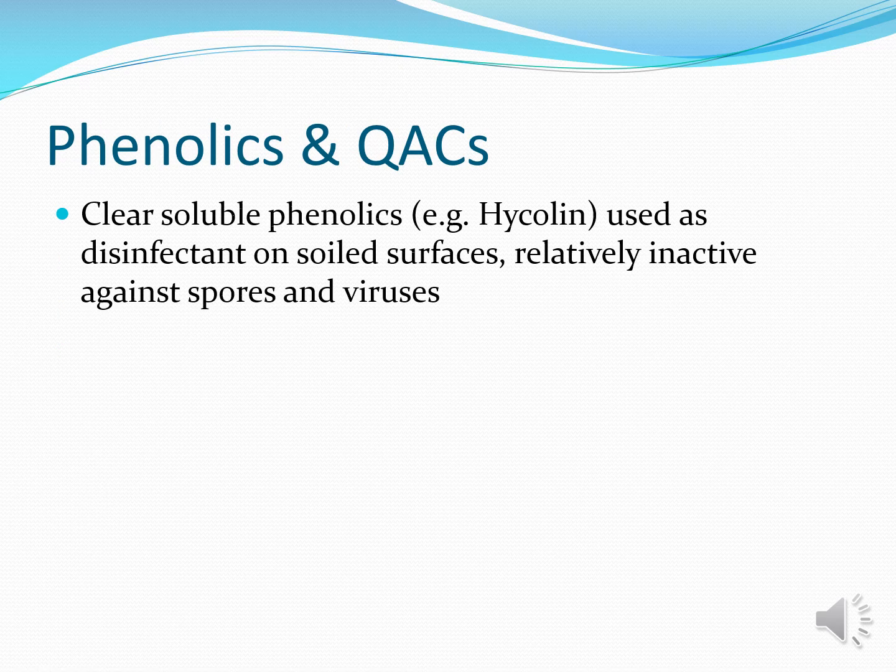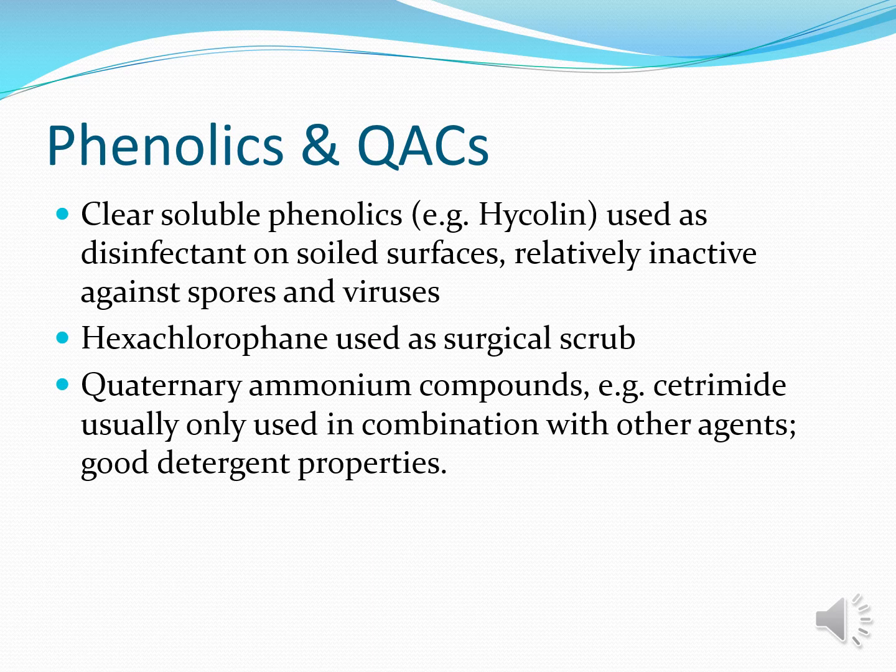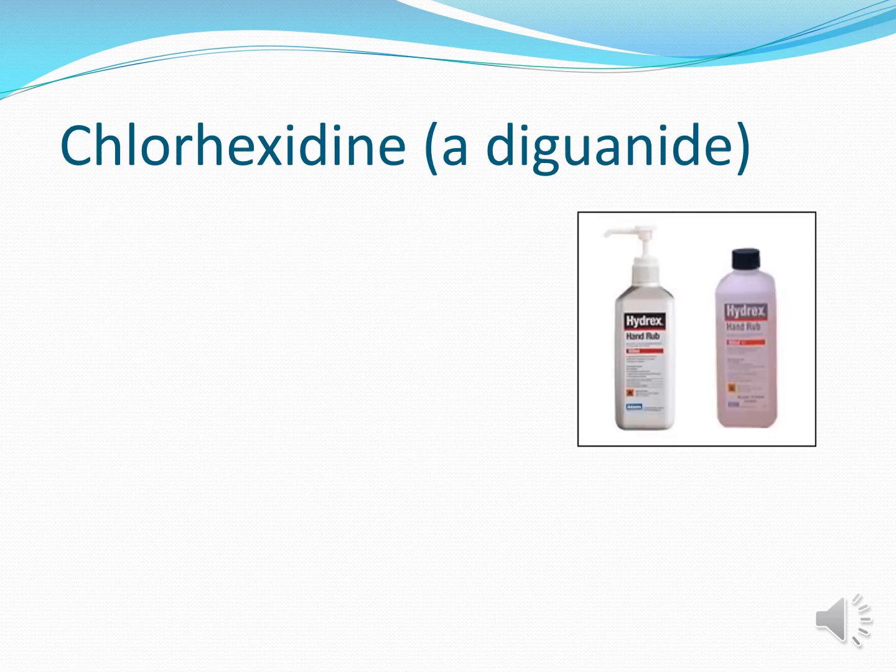Next are the phenolics. So clear soluble phenolics like Hycolin can be used as disinfectant on soiled surfaces. They are relatively inactive against spores and viruses. Hexachlorophene is used as a surgical scrub. Quaternary ammonium compounds like cetrimide can also be used in combination with other agents, and they have good detergent properties.